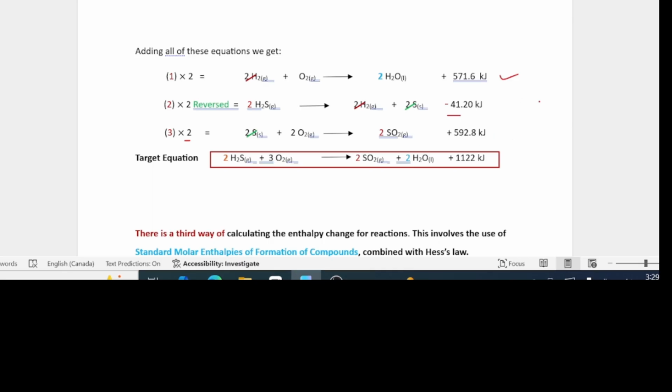Our next job is to remove those elements or compounds that are common on both sides of the equation. So this one is hydrogen here, that is removed. 2 sulfur is here, 2 sulfur is here. So in the end you're going to have 2 moles of hydrogen sulfide reacting with 1 here and 1 here, 3 moles of oxygen. They give you 2 moles of sulfur dioxide here, and these 2 moles of water here. And when you add all of these together, that's your standard enthalpy change that's produced.